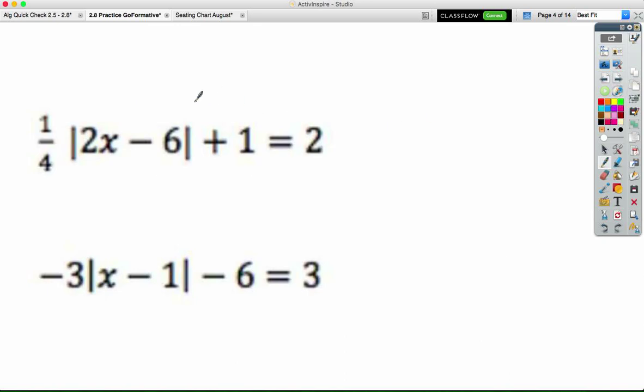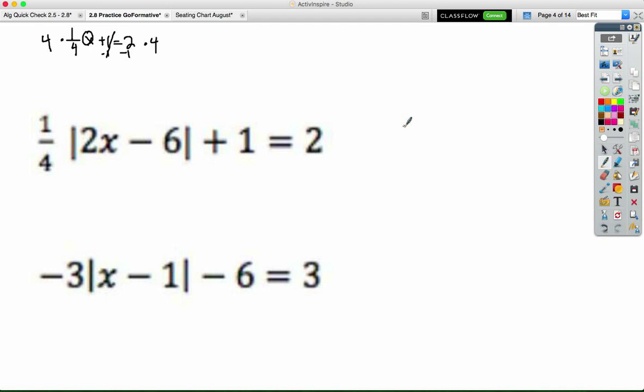Our next one, we've got several things to move away. I cannot get rid of this 1/4 yet until I move over that positive 1. I mentioned earlier it's nice to think of the absolute value expression as if it was just a variable and we were trying to get it alone. So for the purpose of isolating the absolute value expression, I would work it as I would if I were just trying to isolate a variable. I would minus the 1 from both sides, and then I would multiply by 4 to get rid of the 1/4, and then I would have my variable alone.